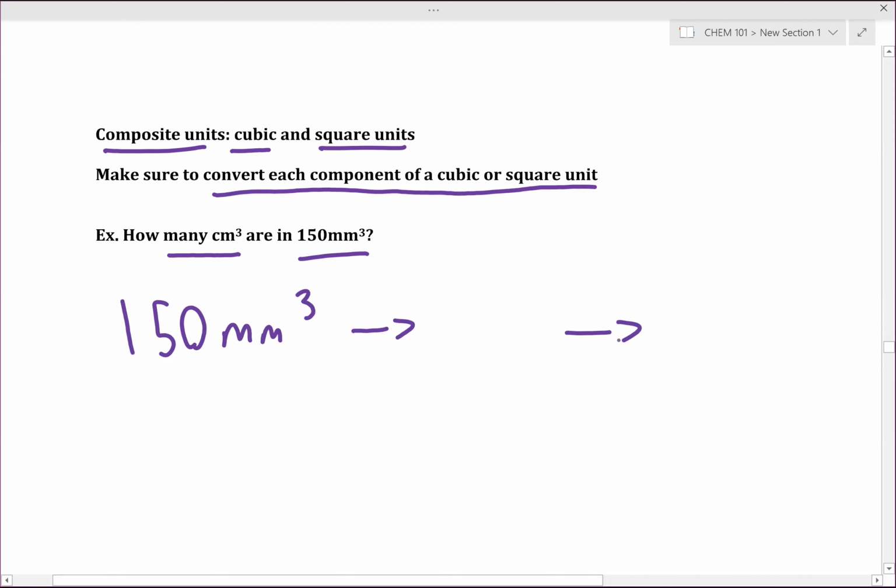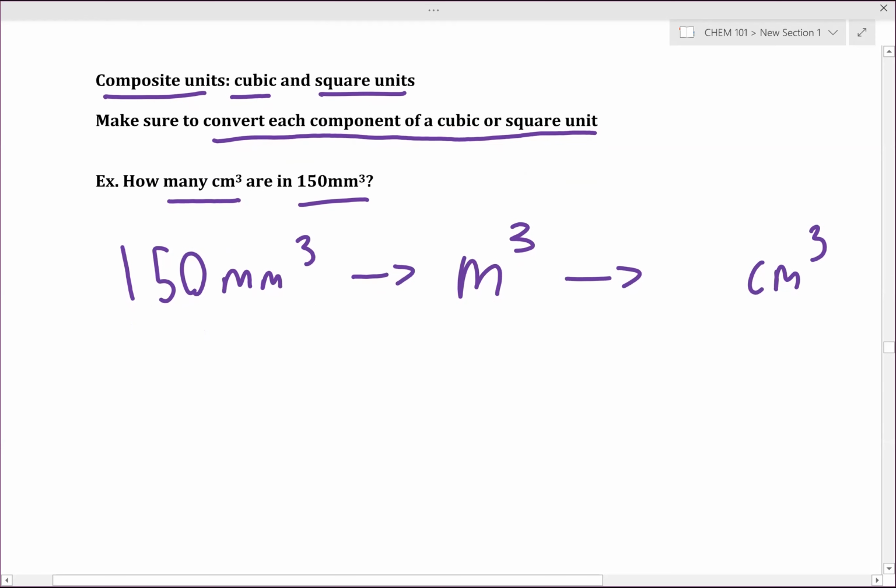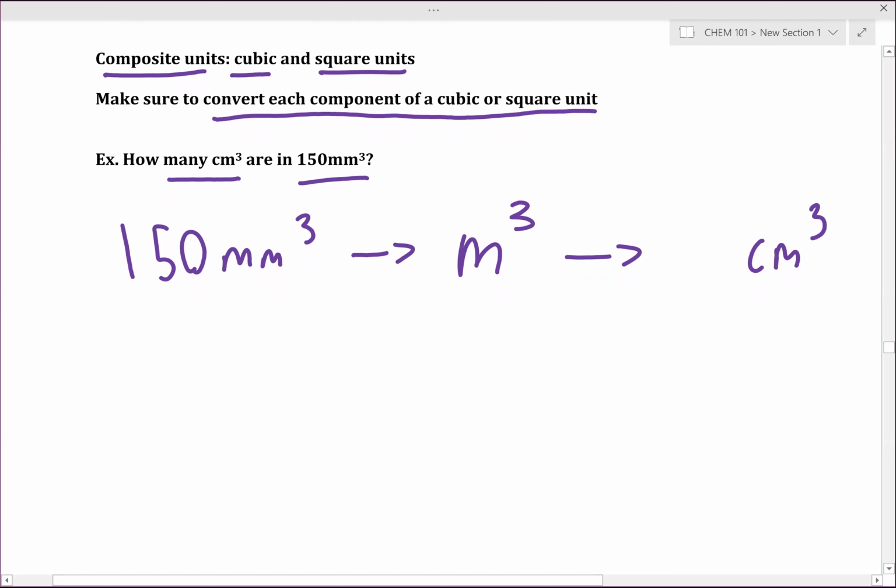And what is our end goal? What units are we working towards? Yep, centimeters cubed. Now, what is our intermediate base unit going to be? More than just meters, meters cubed. Okay. Now, from here, let's think a little bit about our conversion factors for a moment. So, ignoring the cubes for just one moment, 1 millimeter corresponds to how many meters? Yep, 10 to the -3.